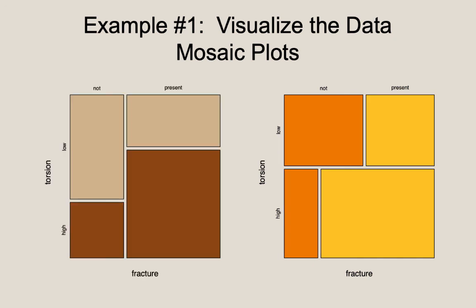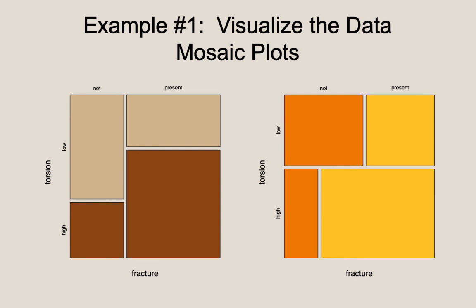Now, what's the difference between these 2 plots? Quantitatively, there is no difference. It is the same data being used in both plots. But qualitatively, there is a difference. In the first plot on the right, the grouping variable was the type of torsion trauma. The grouping variable in the second mosaic plot on the left is whether the fracture pattern was present or not.